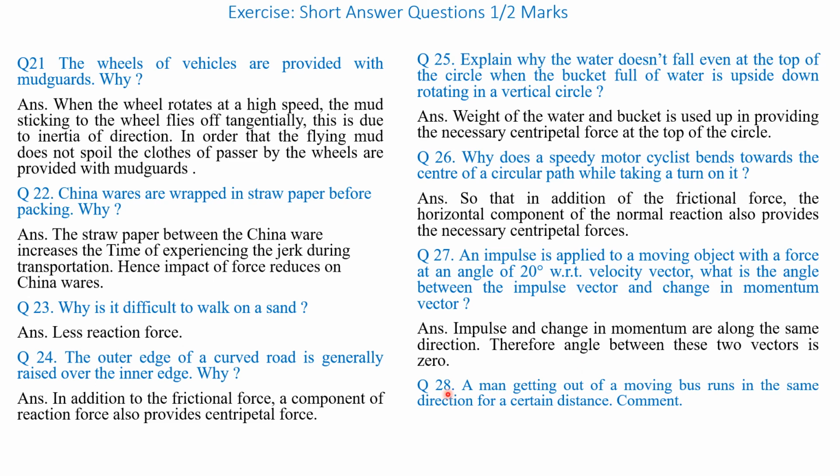Question number 28. A man getting out of a moving bus runs in the same direction for a certain distance. Please comment. The answer is, it is due to inertia of motion. With this, we come to the end of answering short answer questions of 1 or 2 marks. We will take up some more examples in our next lecture.